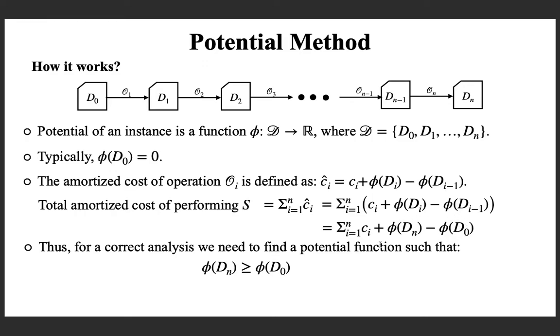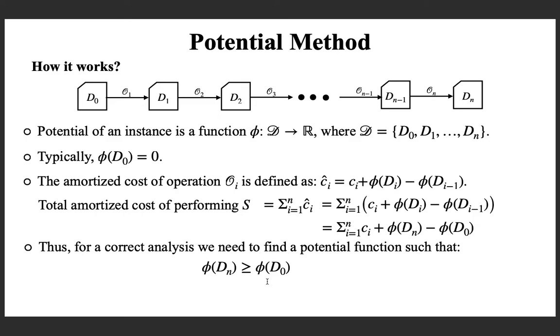Then this will be a positive quantity, and the total amortized cost will be the total actual cost plus a positive quantity. So, it is correct. Otherwise it will not be correct, because if this condition is not satisfied, then we have the total actual cost plus a negative value, which will be less than the total actual cost. So, this is a correctness criterion. The potential of the last instance must be greater than or equal to the potential of the initial instance. That is the correctness requirement.